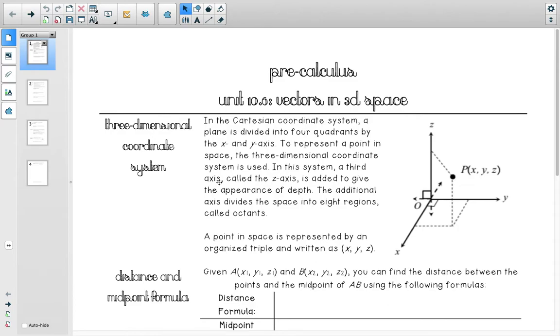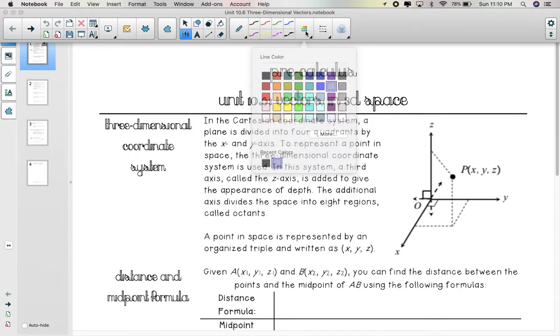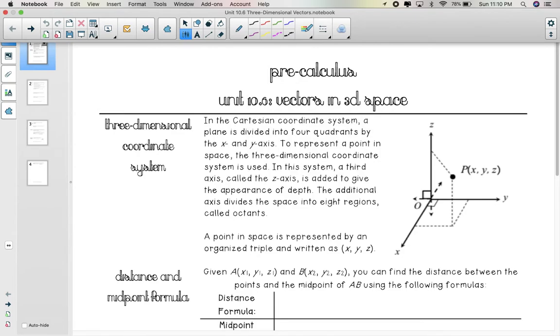Vectors in 3D space. So most of high school math is done with two-dimensional space, but in real life, it's 3D. So here's a little snippet of 3D math, basically, with vectors. It's not too bad, I promise. It's just basically taking what we did with 2D and now putting it in 3D.